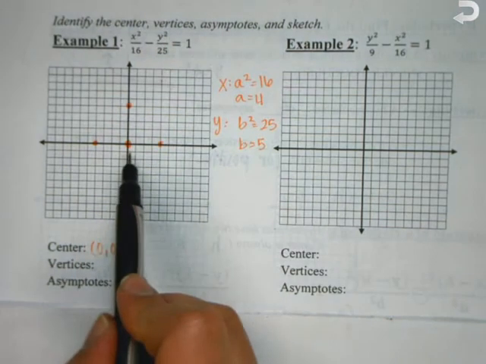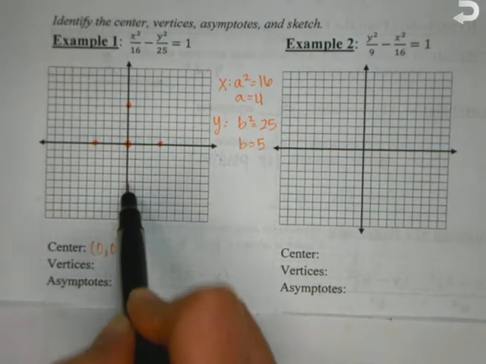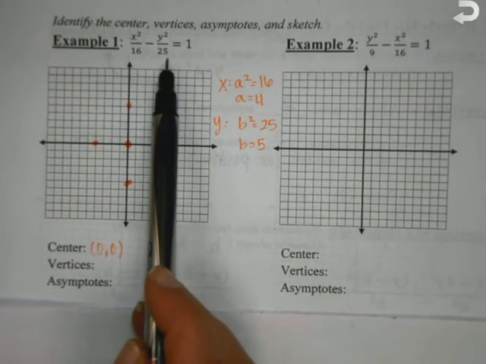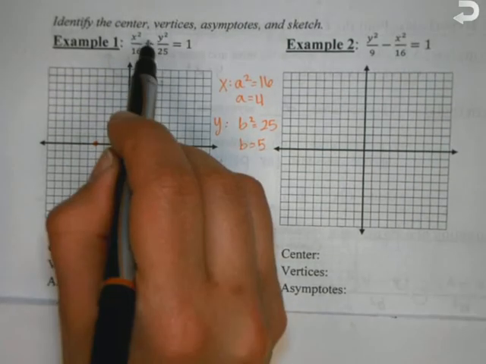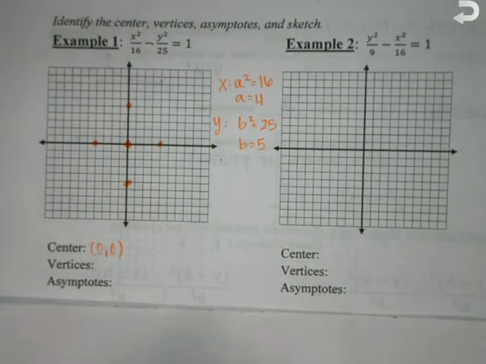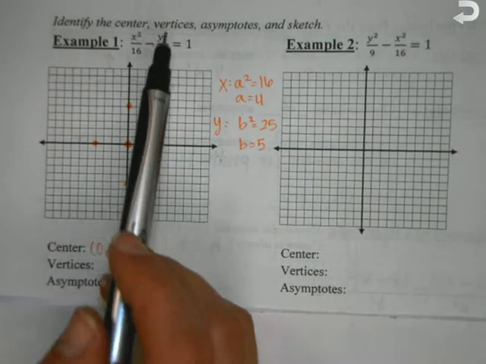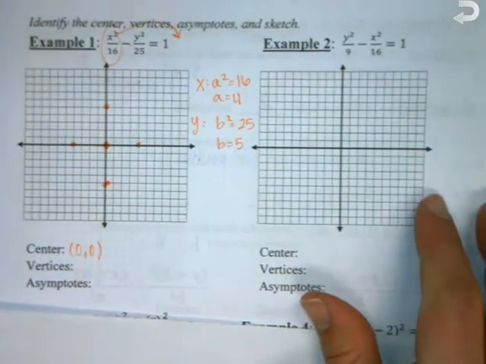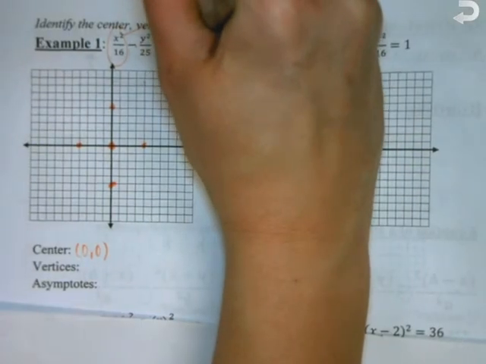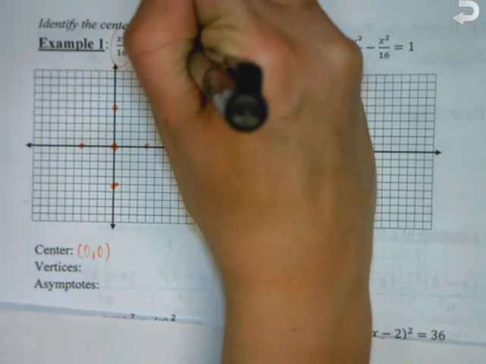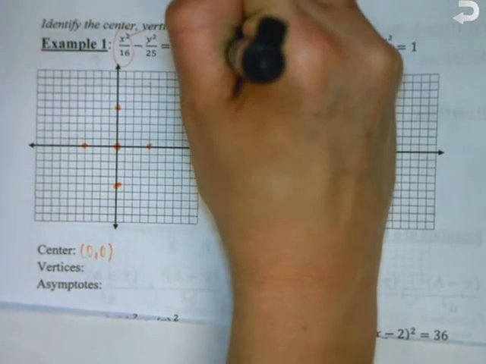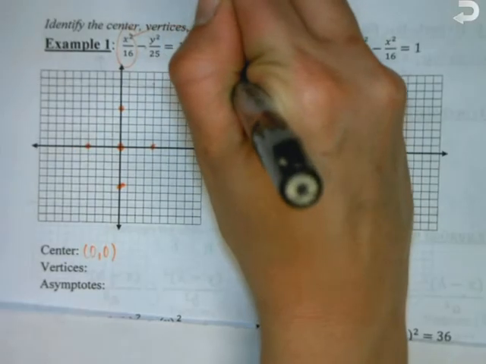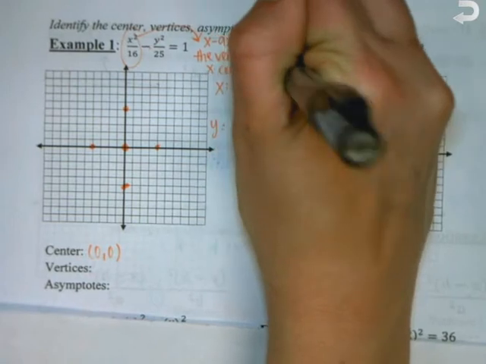Okay, if this was an ellipse, the vertices would be the y's because they're bigger, right? But this is a hyperbola because of the minus sign. So where are my vertices at? The x or the y? The x-axis, because x is first. So I'm going to write that note: x-axis has the vertices because x comes first. So here are my two vertices right here.